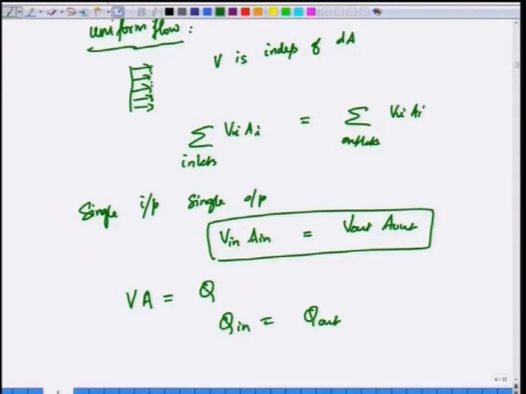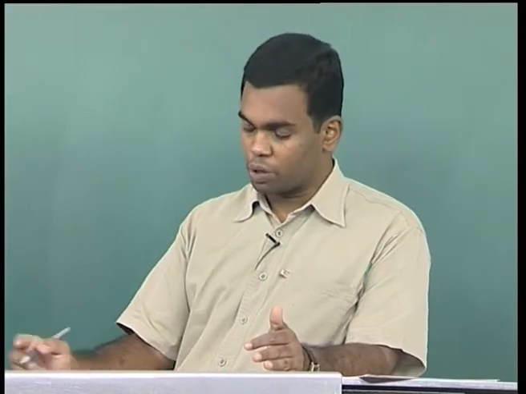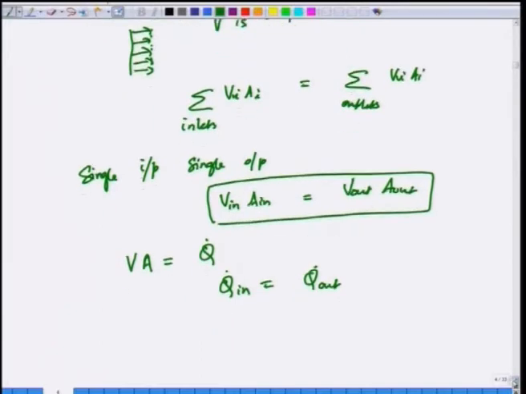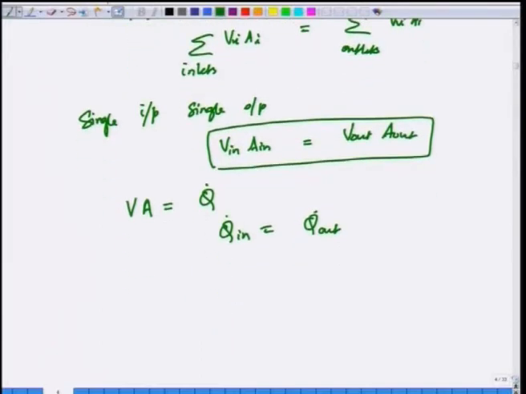So generally if you have a single input single output problem, mass in must be equal to mass out. Since the fluid density is constant, that means the rate at which volume is flowing in is equal to the rate at which volume is flowing out. The volumetric flow rate is denoted by the symbol Q dot. So this is the simplified form of the mass conservation equation that is useful in many contexts and practical applications.